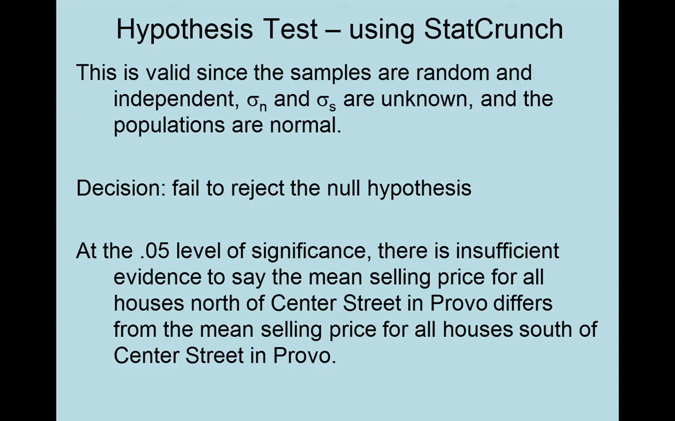Our decision and conclusion are going to be the same as before. Fail to reject the null hypothesis for the decision, and then at a 0.05 level of significance, there is not sufficient evidence to say the mean selling price for all houses north of Center Street in Provo differs from the mean selling price of all houses south of Center Street in Provo. So at a 0.05 level of significance, you didn't have enough evidence to say that there was any difference between the mean selling prices for the houses in the two locations.